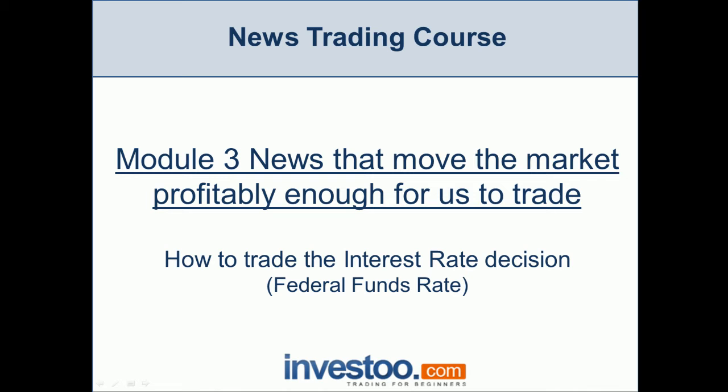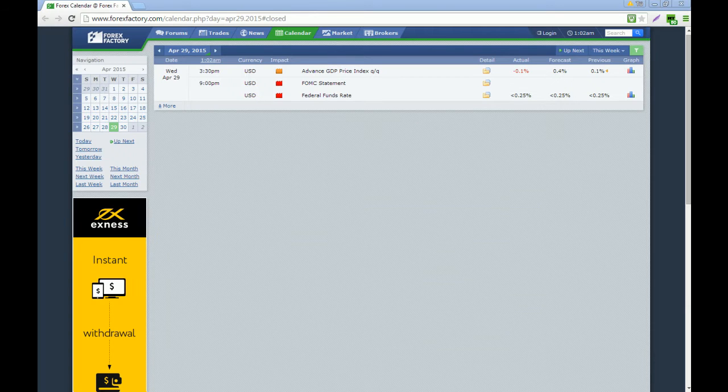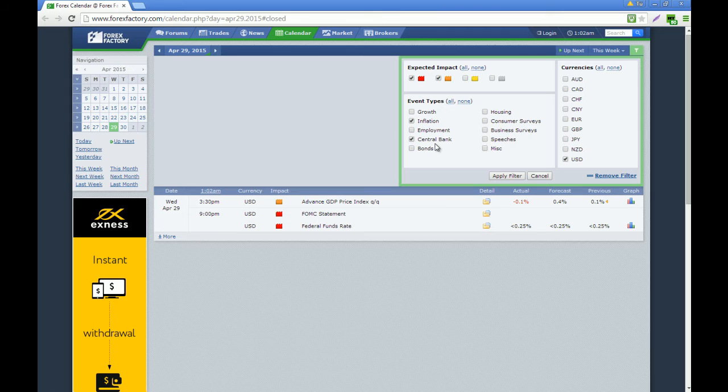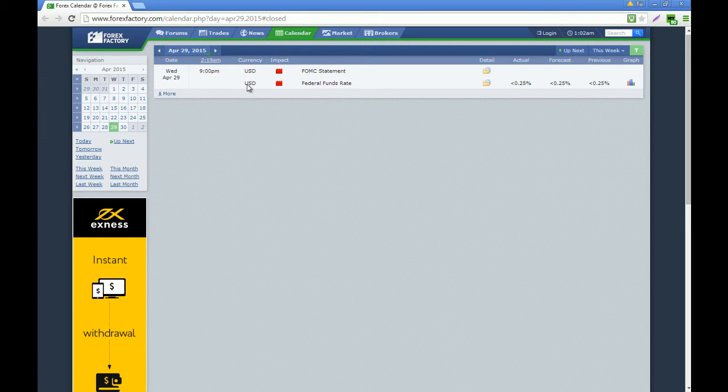I'm going to show you the graph of the past decisions, then we're going to go to the MT4. Okay, so this is the Forex Factory economic calendar. What I've done here is I've filtered out everything but inflation and central bank news. And of course, I have only chosen to filter in high impact events. And as you can see here, we have on April 29th the FOMC statement and the federal funds rate.